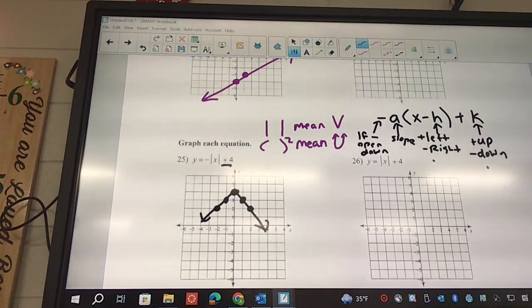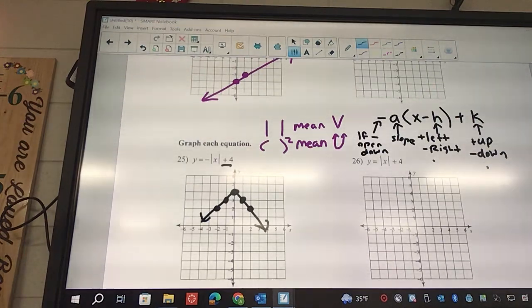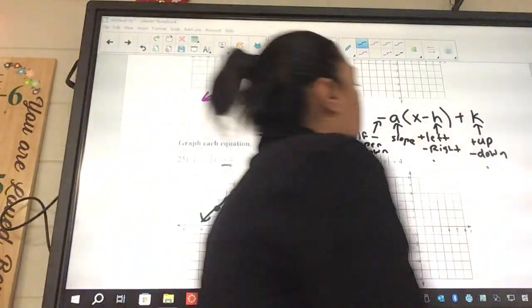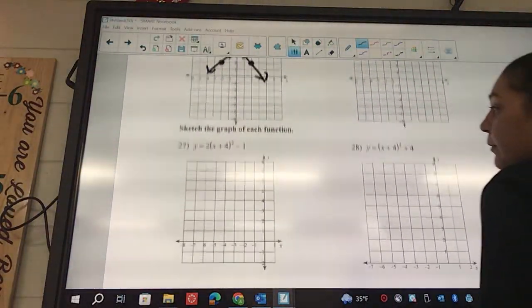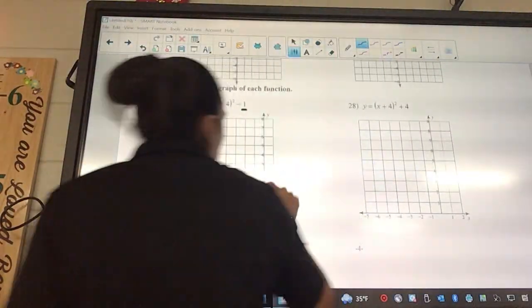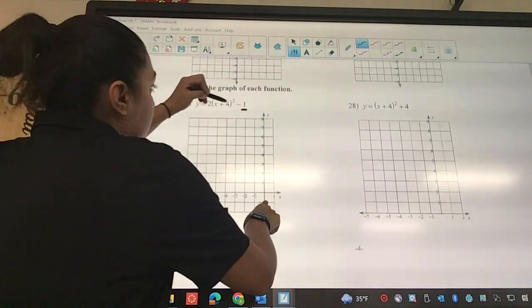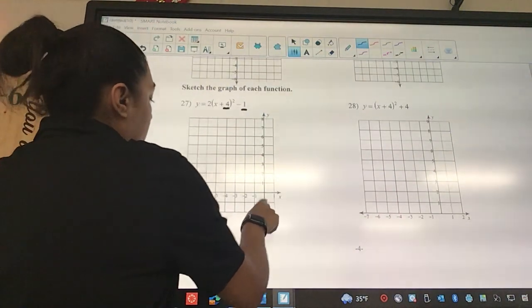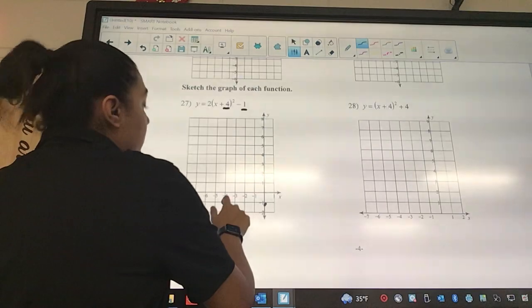Okay, 27, is that a V or a U? It is definitely a U shape. What does the 1 do? Down 1, so we're here. Okay, what does the plus 4 do? Left 4. So that's my first dot.